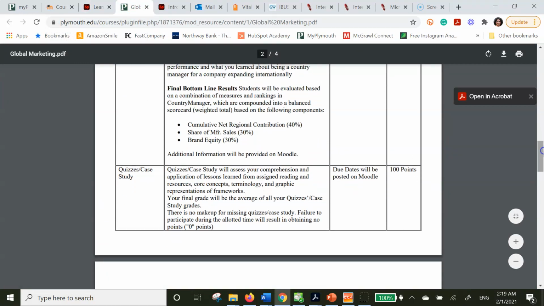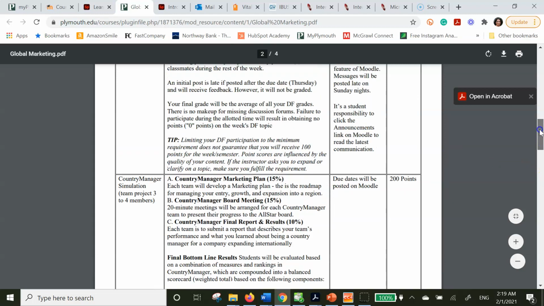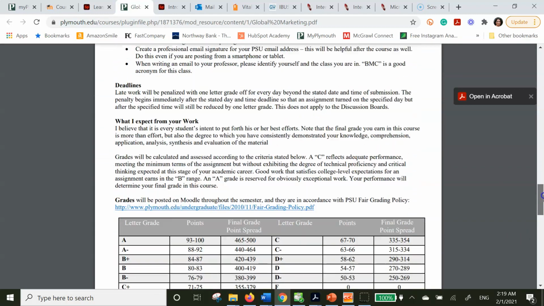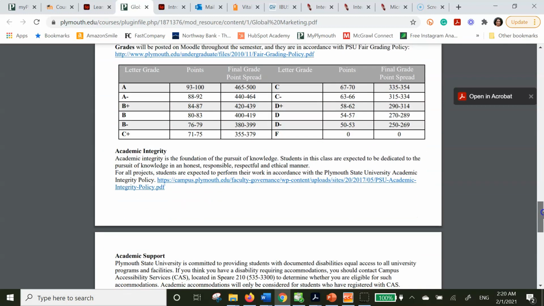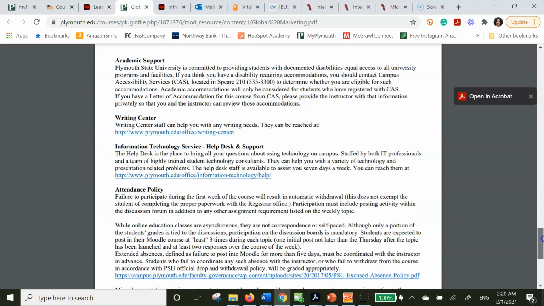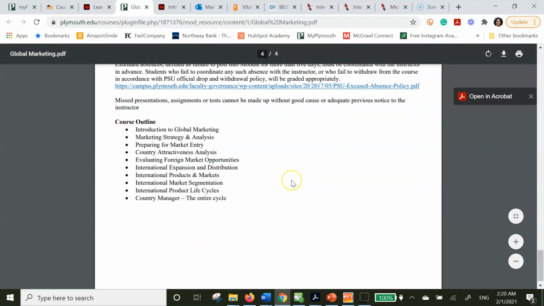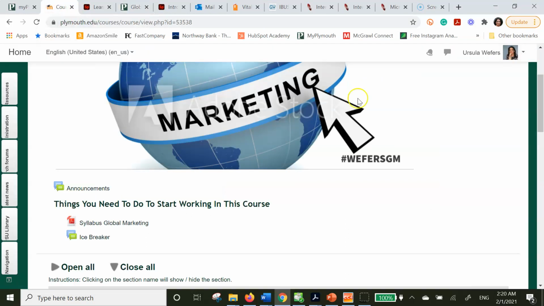And then you have here the quizzes and the case studies and the points that are going to be allotted. So there's a total of 500 points for this class. The rest of the syllabus is just all the policies and regulations that are usual for every class. Make sure that you read it. And at the end, you have the course outline for the class.